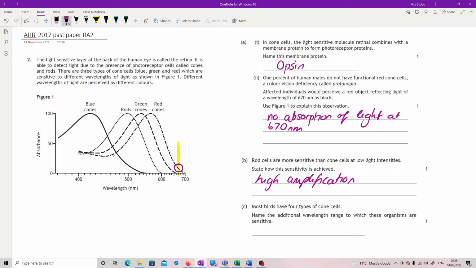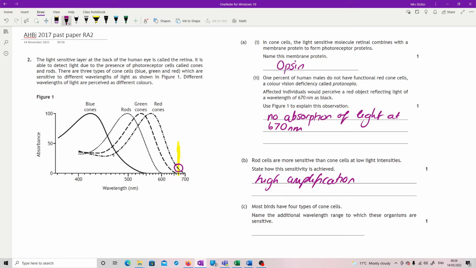So you could have also said that you get a high level of cascade effect using your G protein, which is your transducin, which activates phosphodiesterase, which activates cyclic GMP, which then causes a large-scale closure of ion channels. But 1 mark, so high amplification.